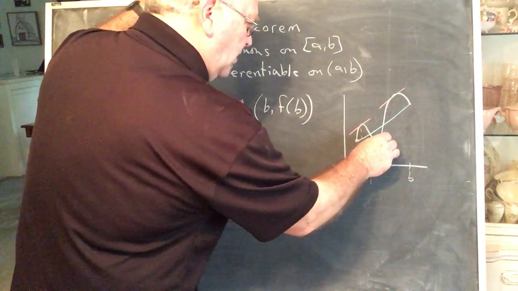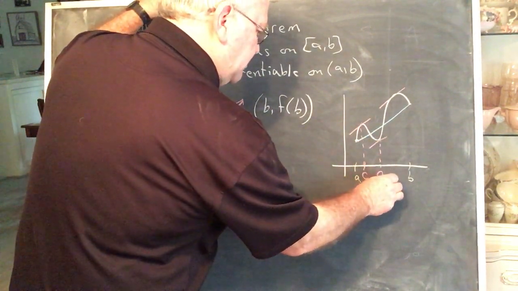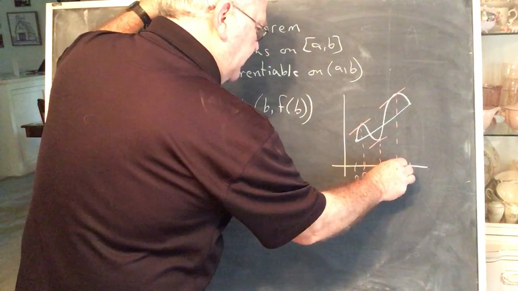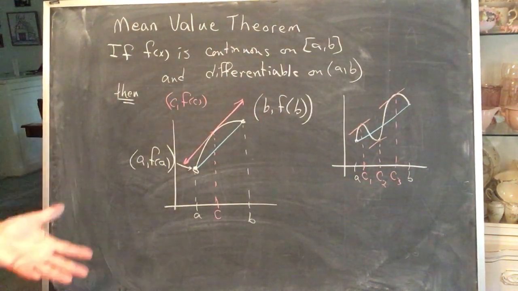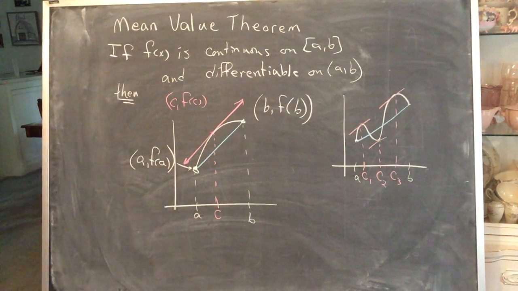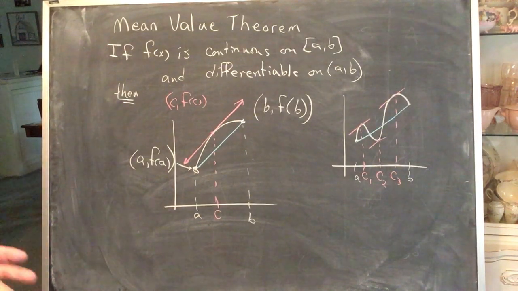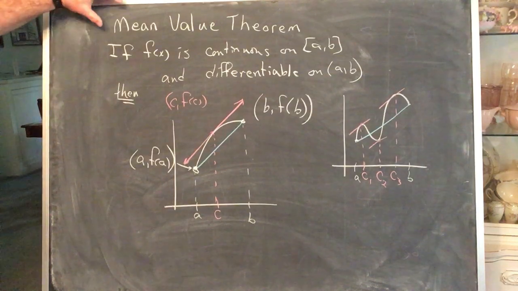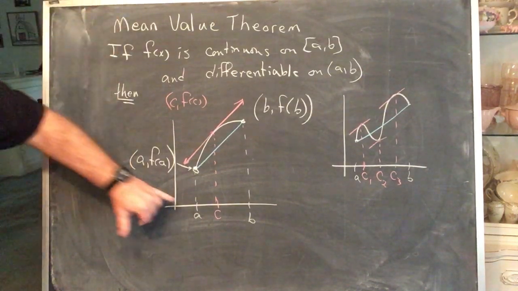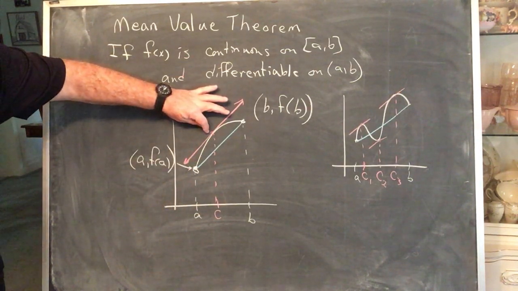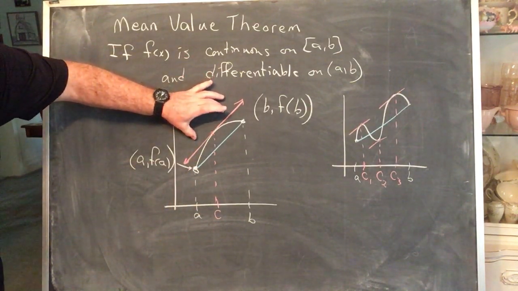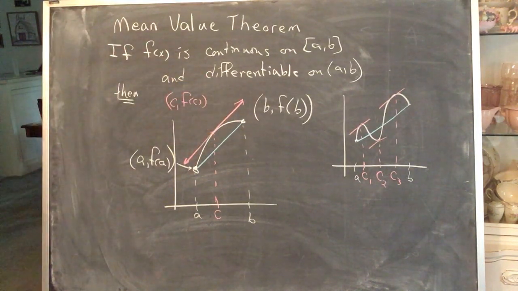So in this case, there's one possibility. Let's call that C number 1. There's another possibility, C number 2. There's another possibility, C number 3. So in that particular case, there are 3 points where the tangent is parallel to the secant. Why that's important, we're going to kick down the road for a little bit. But for now, all we're saying is the mean value theorem guarantees the existence of this point C, and it guarantees that at that point, the tangent line is parallel to the secant line.